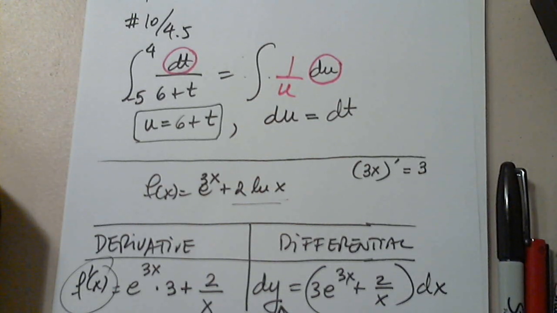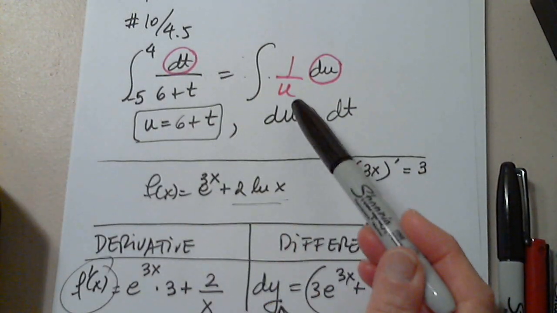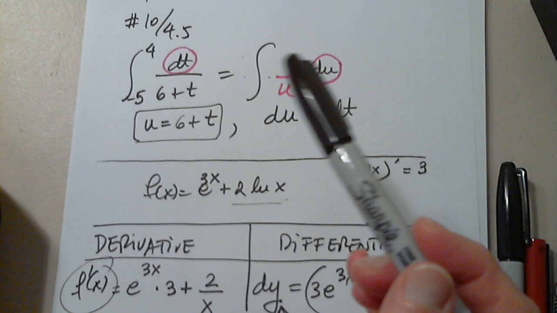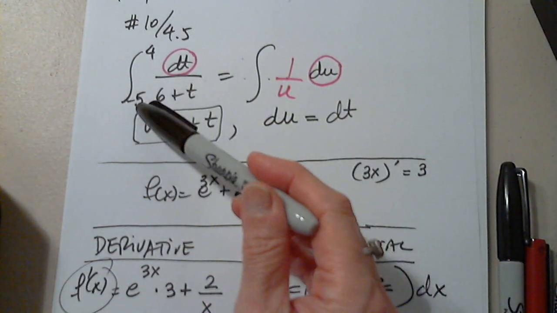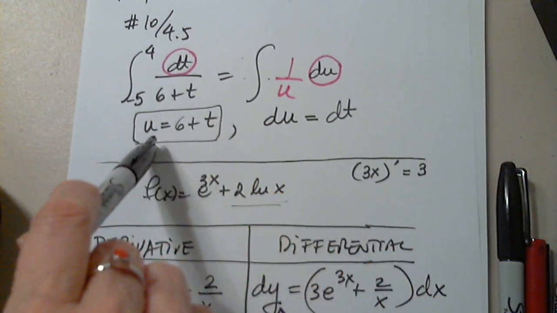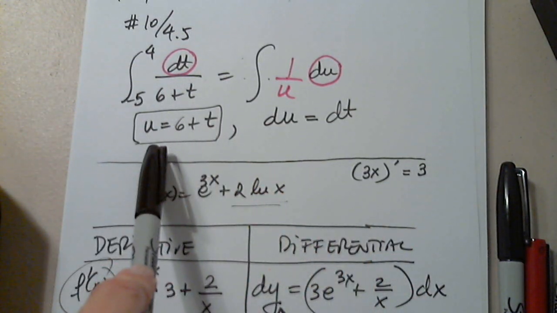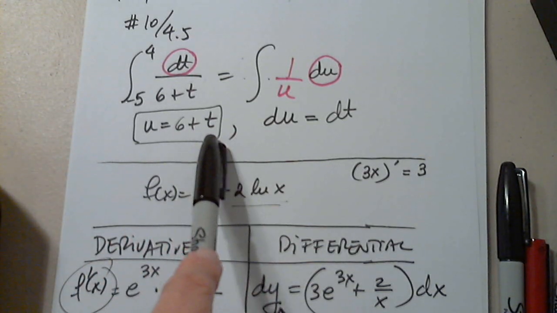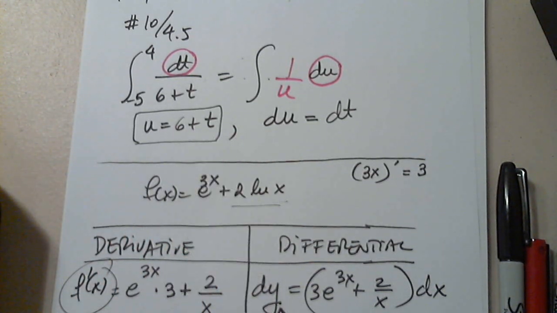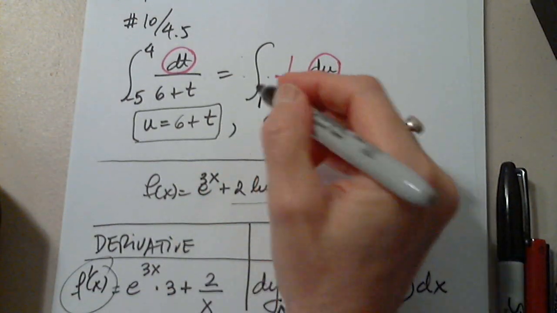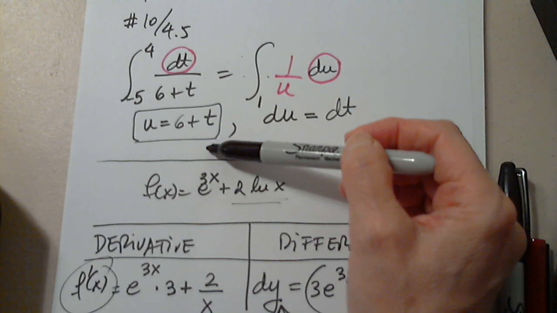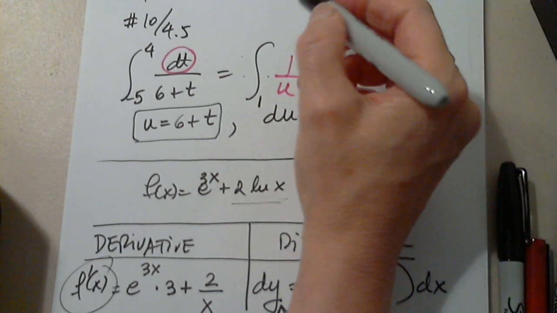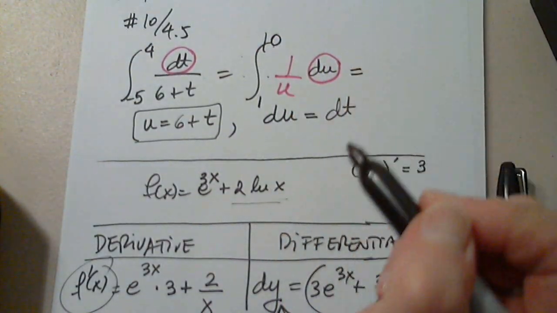Now I cannot continue before determining the limits of integration for u. These are the limits of integration for t. When t is negative 5, how much is u? 7. 6 minus 5 is? Perfect. Now, when t is 4, how much is u? 10. That's it. Now I can continue.